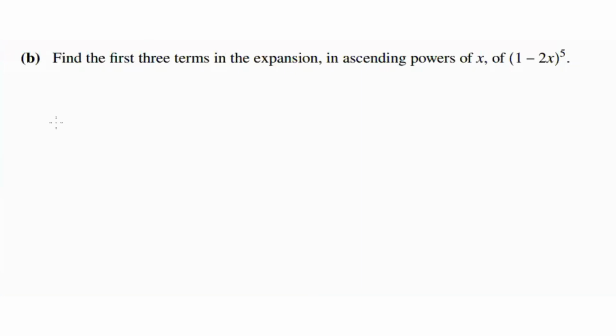In part 2, they're asking us to find the first three terms in the expansion, in ascending powers of x, of (1 - 2x)^5. We're going to apply the same formula and find the first three terms. So a over here is 1 and b is negative 2x.